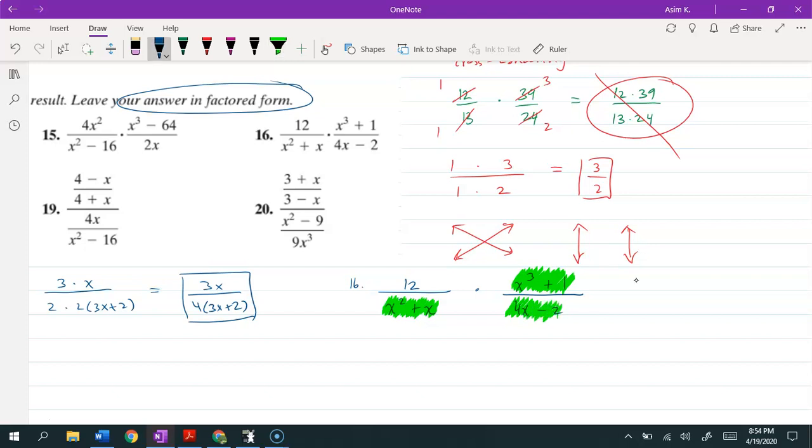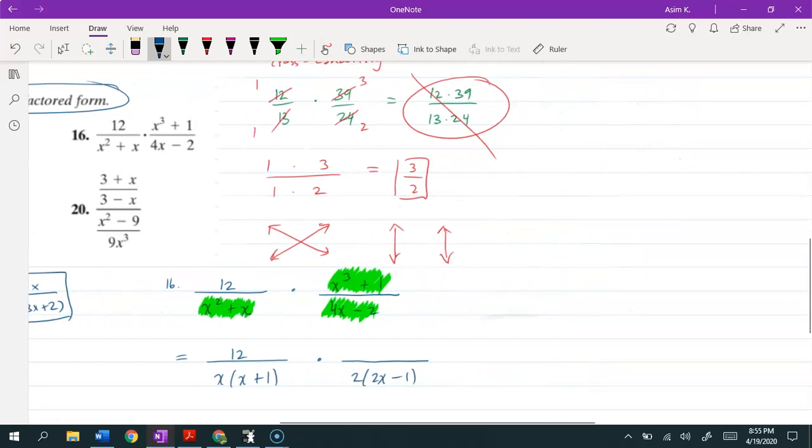So in this next step, what we're going to do is focus on the factorization of each one of them. So let's talk about x squared plus x. That you can factorize into x times x plus 1. Then let's look at the denominator first of this fraction. 4x minus 2, you can pull out a 2 and you can say 2 times x minus 1. There you go, factorized. Now let's talk about x cubed plus 1.